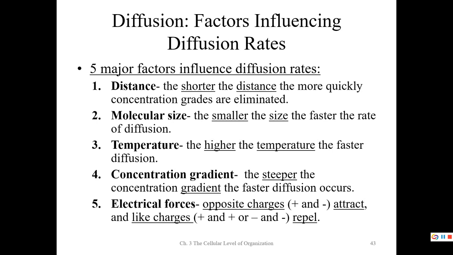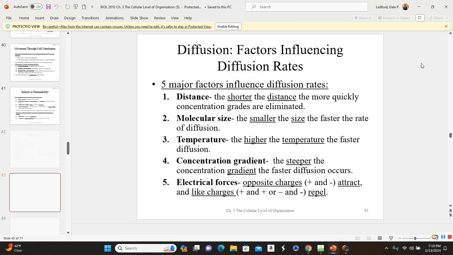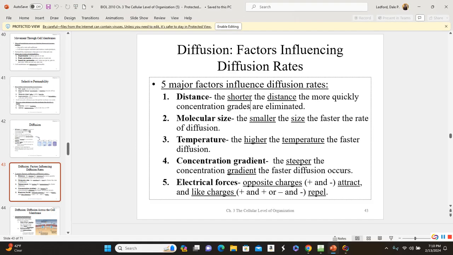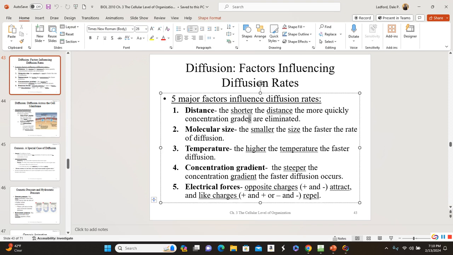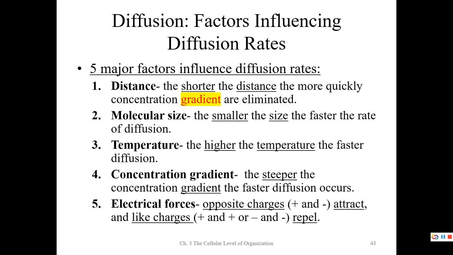Molecular size: small things have faster diffusion. So you move faster if you are going a short distance. More quickly, concentration gradients are eliminated. This should say gradient right here, not grades, a concentration gradient. I apologize, I didn't enable editing. Let me highlight that, make it red for you guys, red and highlighted, just so my typo stands out there. Concentration gradients get eliminated, okay?